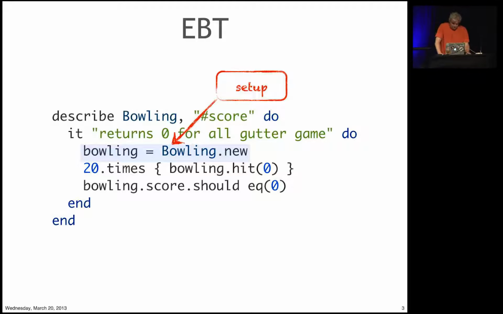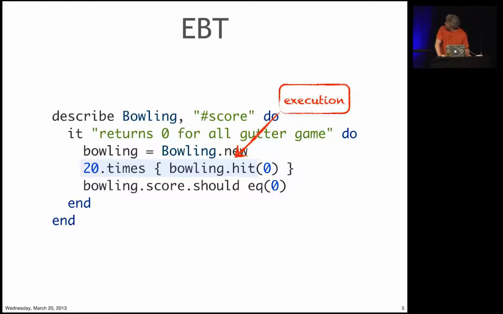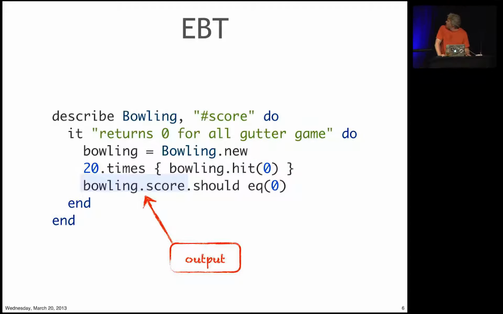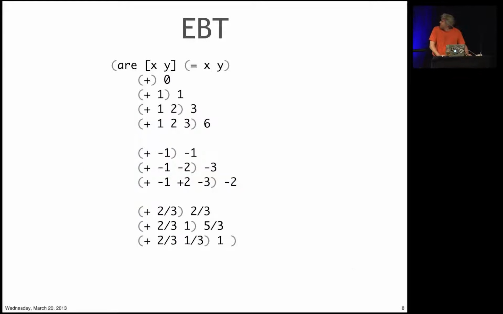And you set up your world, and then having set up the world, you have some inputs. In this case, we're going to bowl a 0, whatever that means in our domain. You have some execution that is used against those inputs. You have some output, and you have some validation of that output. Now, because this language doesn't have that nice parenthetical structure, you probably are having trouble reading and understanding what's going on. So I'll show you another example that is actually written in Clojure.